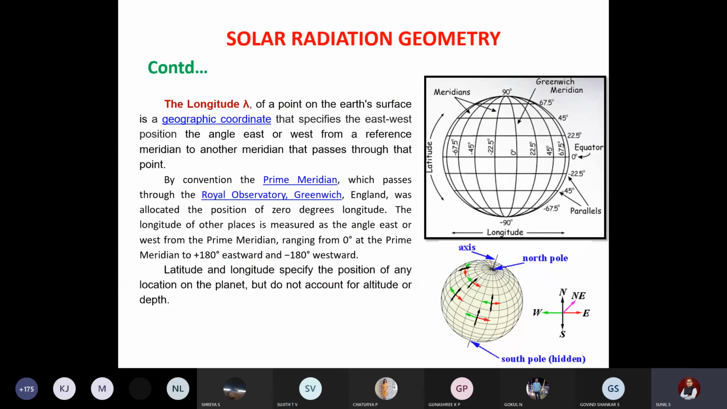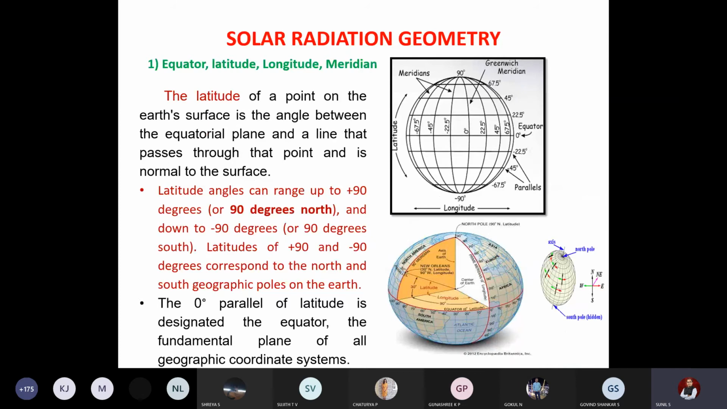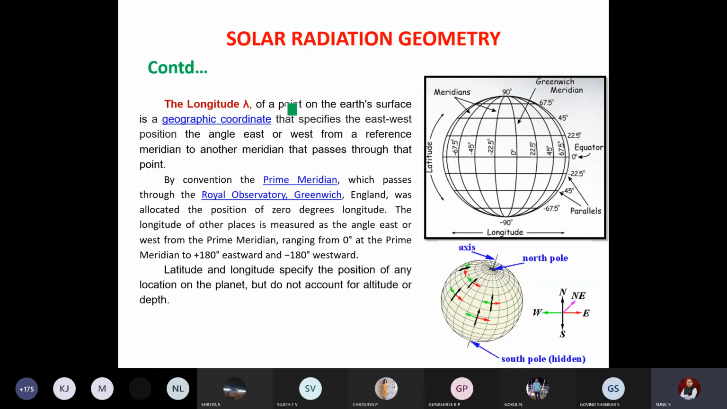Solar radiation geometry, the continued part. Here we have discussed what actually the equator is and what latitude is. The next important term is the longitude. The longitude of a point on the Earth's surface is a geographical coordinate that specifies the east-west position. So far we discussed the north-south position: latitude describes the north-south position of a point, whereas longitude represents the west-east position. You can see here these angles are related to the longitude.